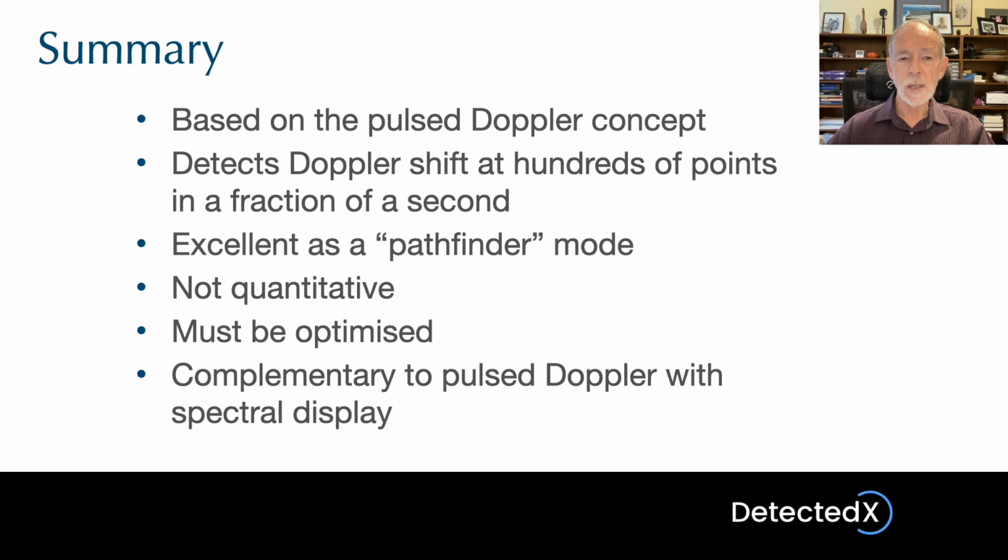Colour Doppler is excellent as a pathfinder, getting an overview of the blood vessels in a region, the way they relate to one another, their interconnections, but also the way they relate to organs. So Colour Doppler is excellent in this way. It can highlight areas that may be abnormal. If an area has a very different appearance in Colour Doppler with no obvious explanation as to why, it may be that there is disease at that point, and you would investigate it using pulse Doppler with a spectral display. It's not quantitative, it's important that it be optimized, and for all of these reasons, it's very nicely complementary to pulse Doppler.